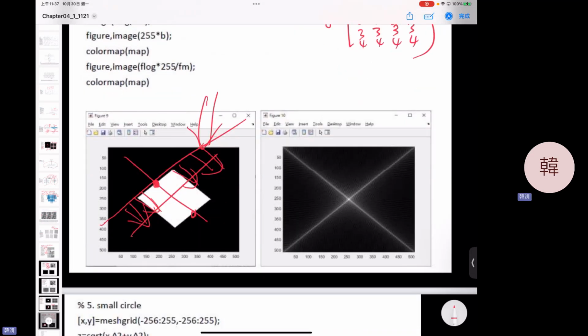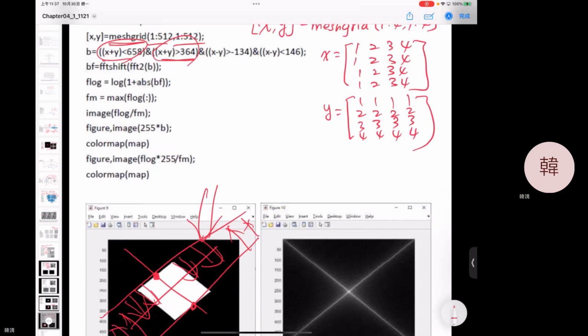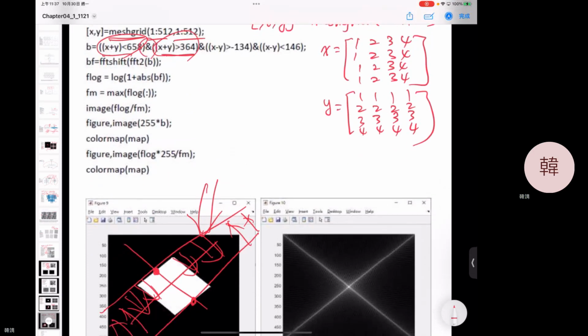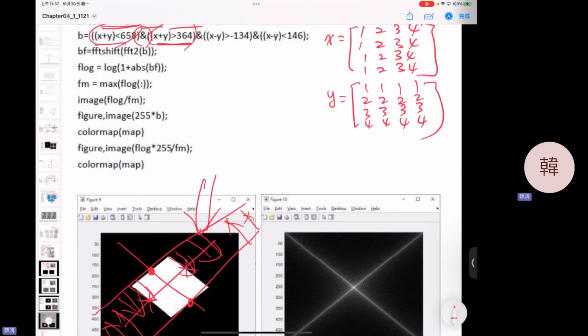Also, x plus y smaller than 568. So I find one point here. You can specify any location you like. The sum should be less than this one. So all the pixels here will be turned on as 1, and we use the AND operation. So when both conditions are satisfied, the pixel remains. And then find out this point.